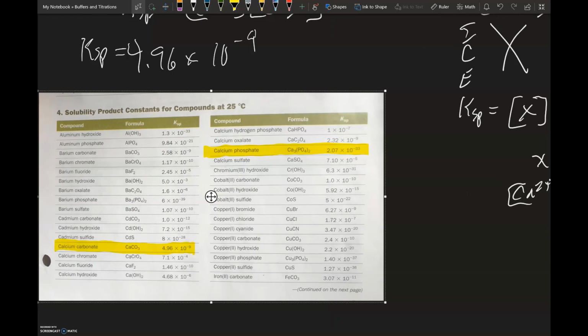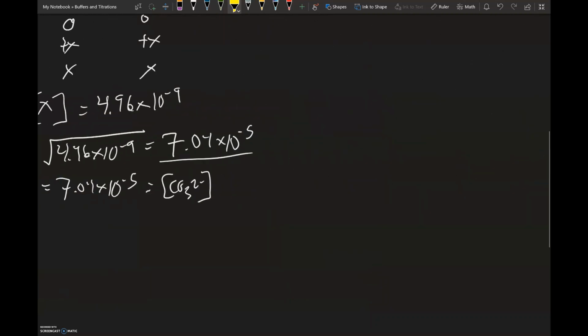We look at, let's say, barium fluoride. Barium fluoride has 2.45 times 10 to the minus 5, but it also has 2 fluorines for every 1 barium. And then if we look down here, another one, calcium fluoride. Calcium fluoride is 1.46 times 10 to the minus 10. It's also 2 fluorines for every 1 mole of calcium. So let's work with the calcium fluoride and solve for its molar solubility.